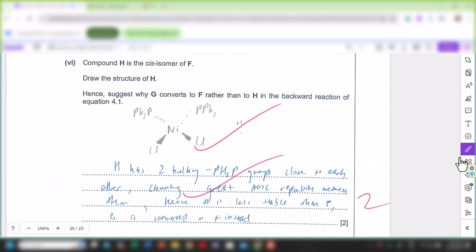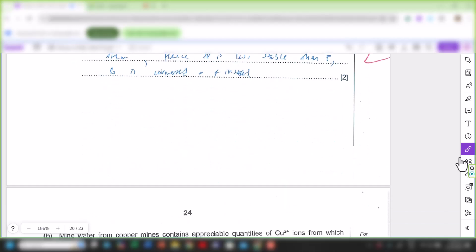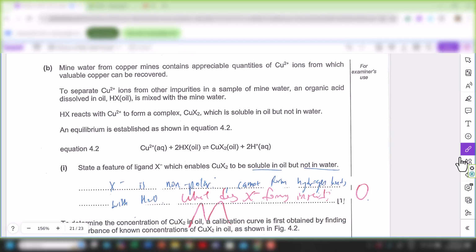Yep, and then they said H is the cis isomer of F. They ask you to draw the cis isomer, okay? Then you can just draw it in, and then G converts to F rather than to H. So again, if you put the two bulky groups together, there will be unfavorable steric repulsion. So they prefer to be trans to each other. I think we have discussed something like that before, so it shouldn't be a major issue to highlight this. Okay, I think the transition element question here, I suppose you guys should be able to do it quite well, because I think we have done enough in the class.